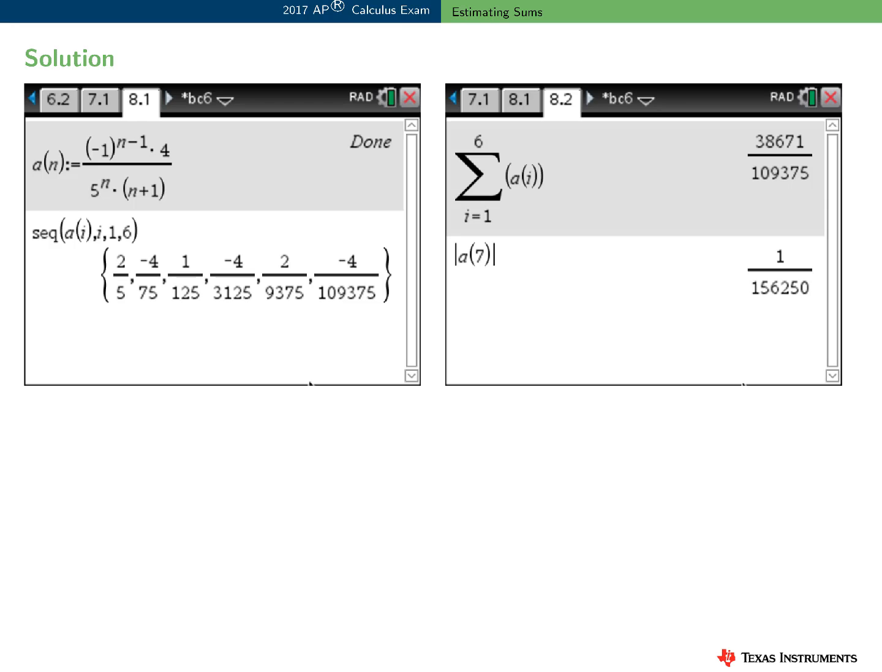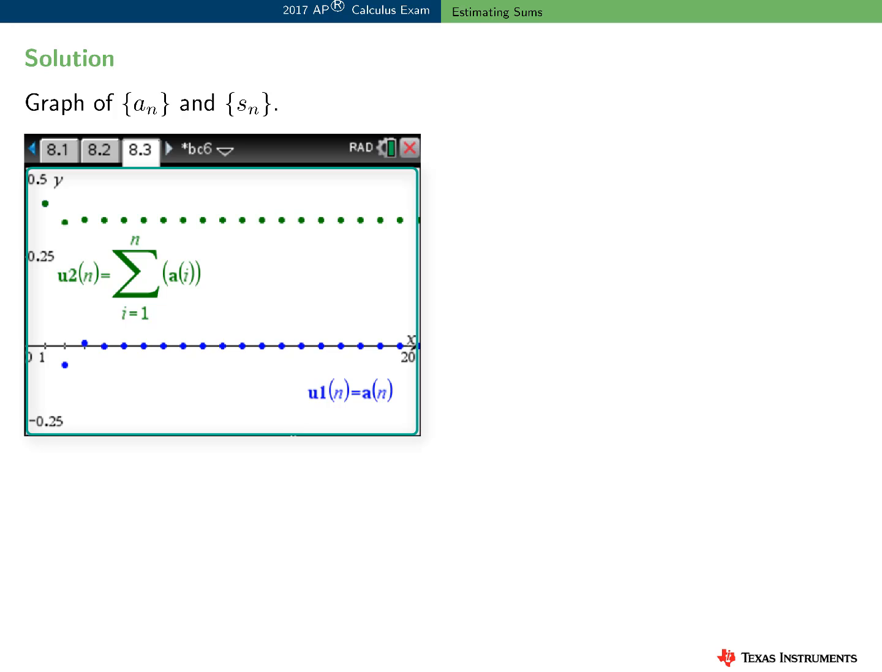Here's how I used technology to help me with this solution. I defined the nth term of the original series, and I found the symbolic representations of the first 6 terms of this series. Then I found the 6th partial sum, and here's the magnitude of the first omitted term. Here's a graph of the terms of the series and the partial sums. The terms of the series approach 0 very quickly here, so it's a little difficult to see the terms and the partial sums alternating. However, this graph does present some good evidence that the series converges.